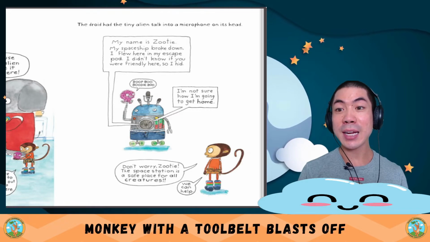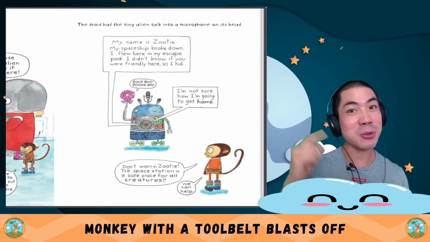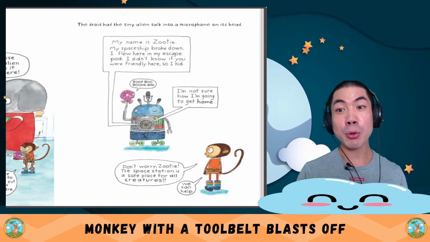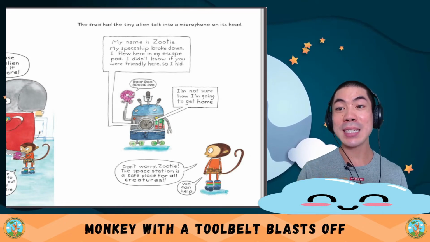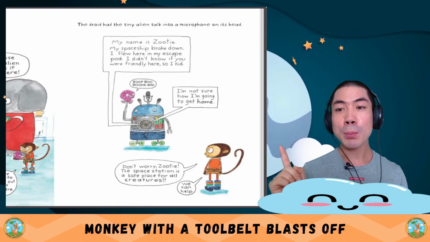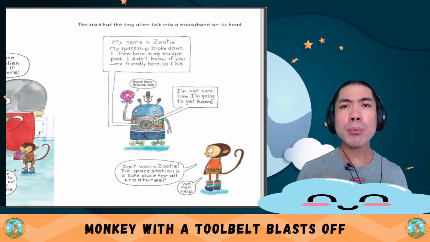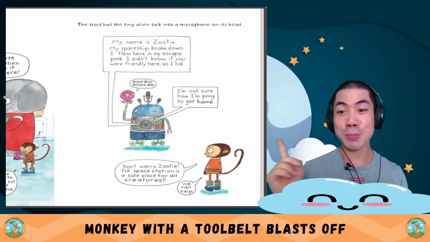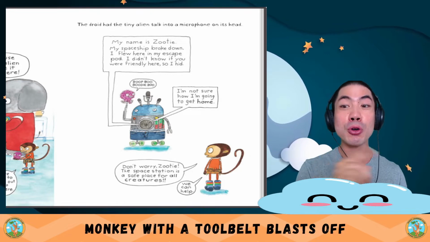The droid had the tiny alien speak into a microphone on its head. My name is Zuti. My spaceship broke down. I flew here in my escape pod. I didn't know if you were friendly here, so I hid. Boop, boop, booty boo. I'm not sure how I'm going to get home. Don't worry, Zuti. The space station is a safe place for all creatures.